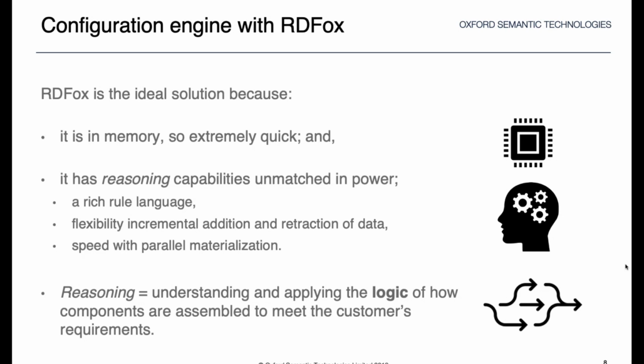What does that mean in practical applications here? It means if I add a component, if I withdraw a component, all of the consequences of that addition or retraction are automatically calculated for me by the system. I don't need to go and rerun a long 15-hour batch process, for example, to see those changes. And it's built for speed and parallel materialization, and we'll see the benefits of that as we go through.